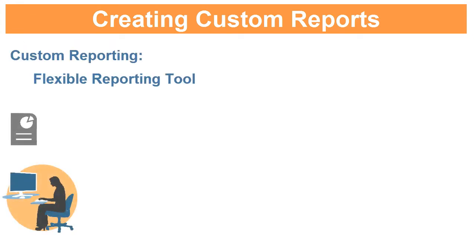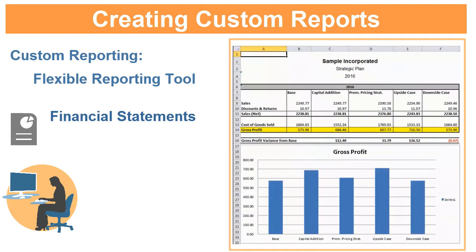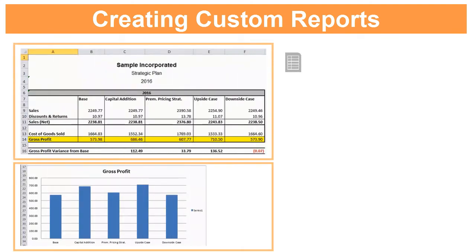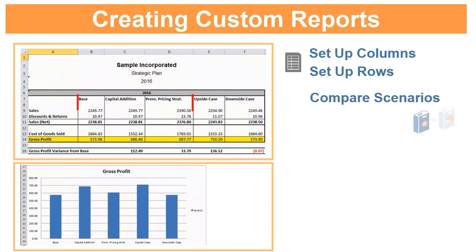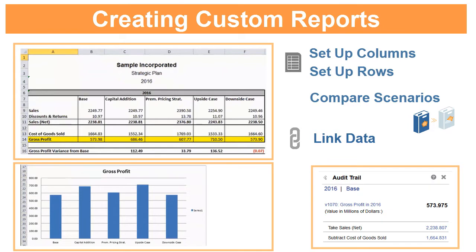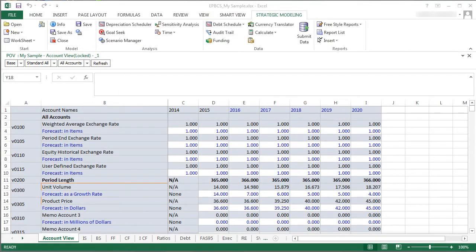For more in-depth analysis, you can use custom reporting, a flexible reporting tool for financial statements and variance analyses. When you design a custom report, you set up the columns and rows to display the data you want to review. For example, you compare data between scenarios, or you focus your report on more granular data. In custom reports, data is automatically linked on the account spreadsheet, helping you to dynamically report on data and analyze it in real time. You design a report by modifying an existing report or creating a new one.